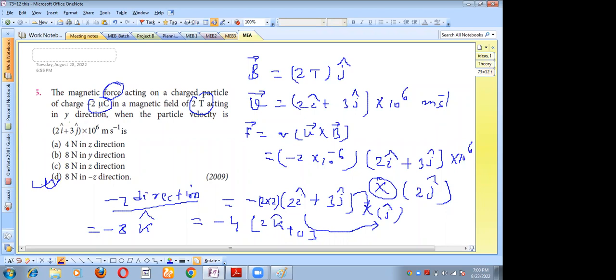Understood this? Alright. So very easy. This is the NEET 2009 question, and very easy. We have to apply Lorentz force law, and we can get the answer.